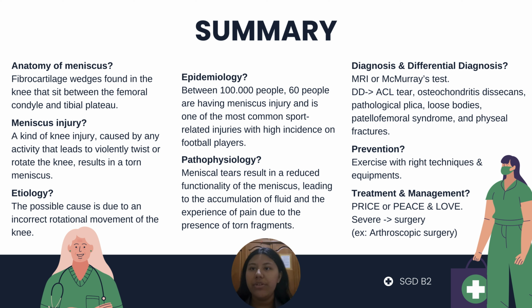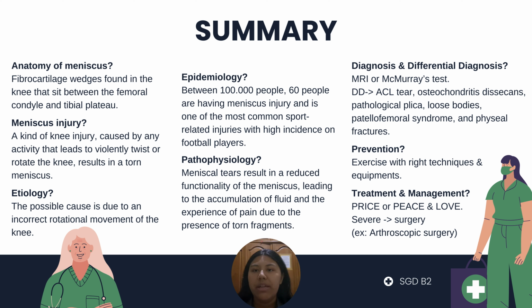Based on the literature review, the following conclusions were obtained. The anatomy of meniscus: menisci are fibrocartilage wedges found in the knee that sit between the femoral condyle and tibial plateau. For the definition, meniscus injury is a kind of knee injury caused by any activity that leads to violently twisting or rotating the knee, which results in a torn meniscus. For the etiology, meniscus injuries are often experienced by people involved in sports. For the epidemiology, approximately 60 people per 100,000 have a meniscus injury, and it is one of the most common sport-related injuries, with especially high incidence in football players.